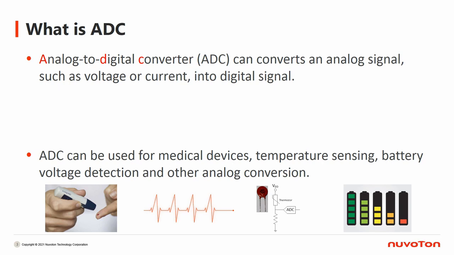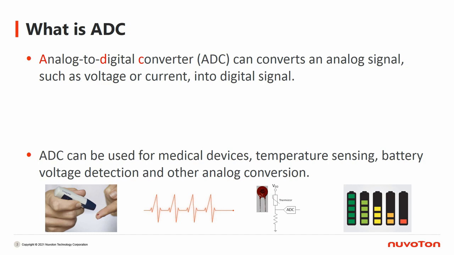ADC stands for Analog to Digital Converter. It can convert an analog signal into a digital signal. In the world of integrated circuits, the signals are divided into either 0 or 1, which means low or high in electronics. However, in the real world, the signals are analog, like battery voltage. Therefore, we have to use ADC to convert such analog signals into digital signals to show the level of it.